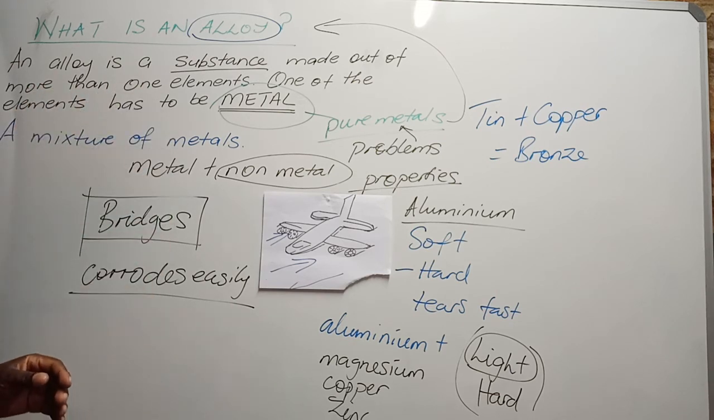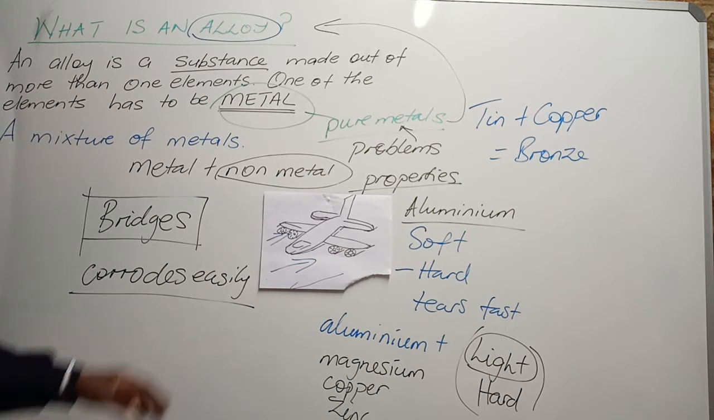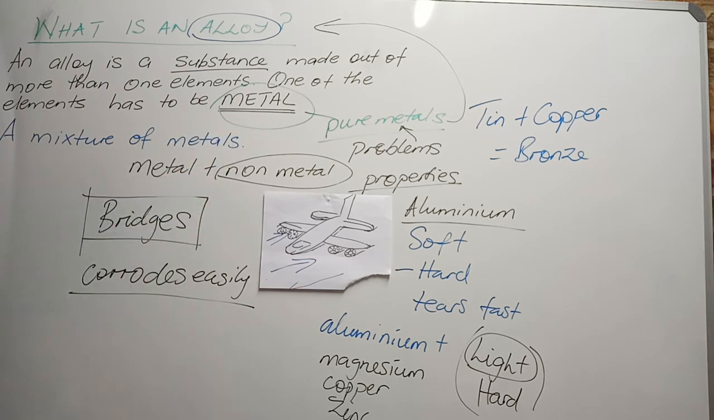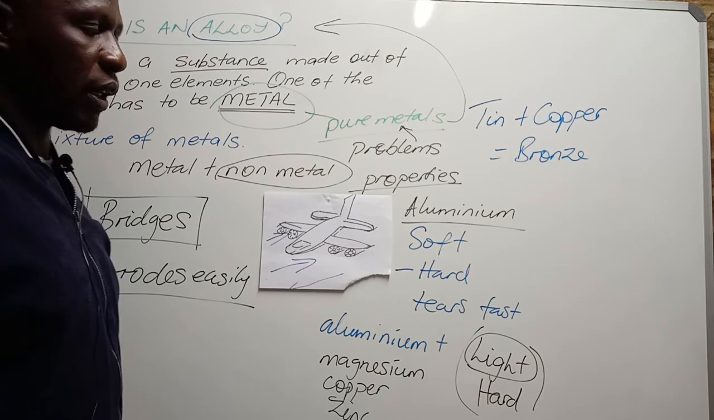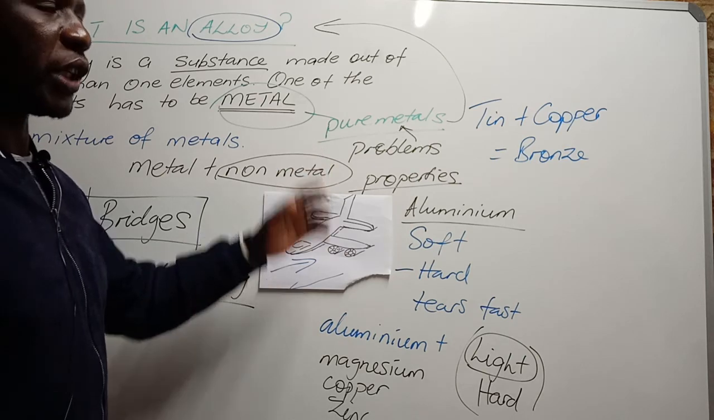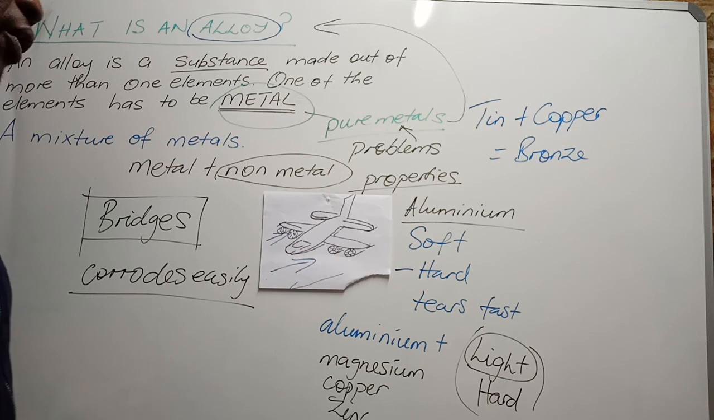Of most importance, we must know that in chemistry, an alloy is a substance that is made out of more than one element, and one of the elements always has to be a metal. When there is no metal in the alloy, then we cannot call that an alloy. We must also remember that what was discovered first were pure metals. But the weak properties that pure metals possess are the reasons that gave birth to alloys.